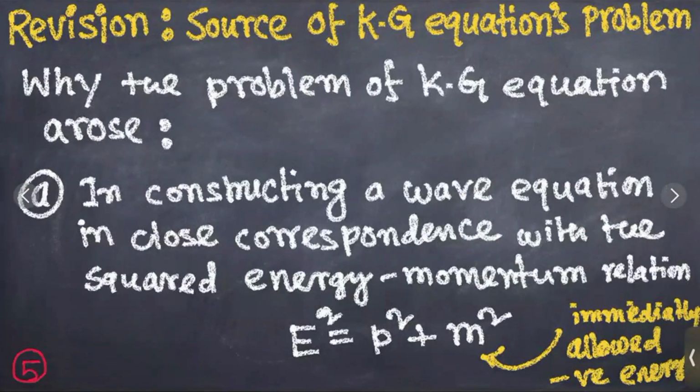So just to remind you what was the source of this Klein-Gordon equation problem. There were two problems. One problem was the negative energy, and it came because of how the equation was developed. When we try to develop this Klein-Gordon equation, we start from the energy-momentum relationship, which by default has a possibility of negative energy. So this is one source of the negative energy which comes by default into the Klein-Gordon equation.